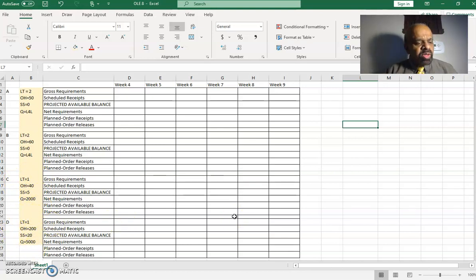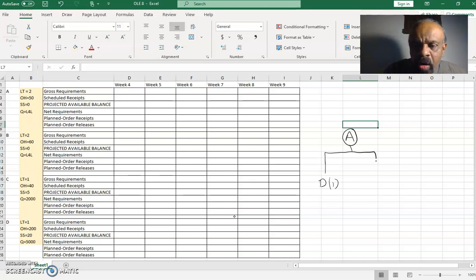Before we start this, I want to do certain things. First one is, I want to put this tree together, the MRP tree. So if we take a look at the book and go through this, you have a part A. Now part A has got a subpart D, and for every part A, you need 1 D. Every A part also has got 1 C, and every C has got 2 Ds.